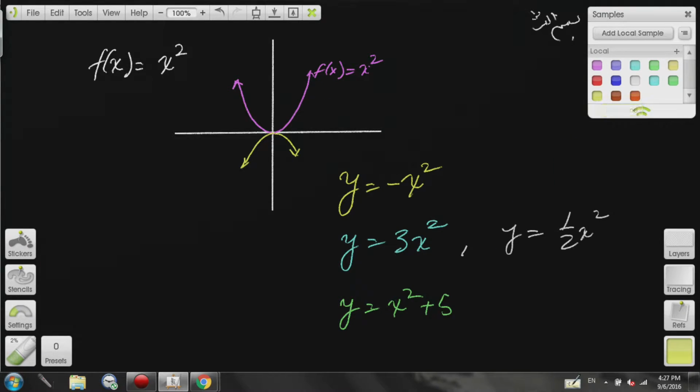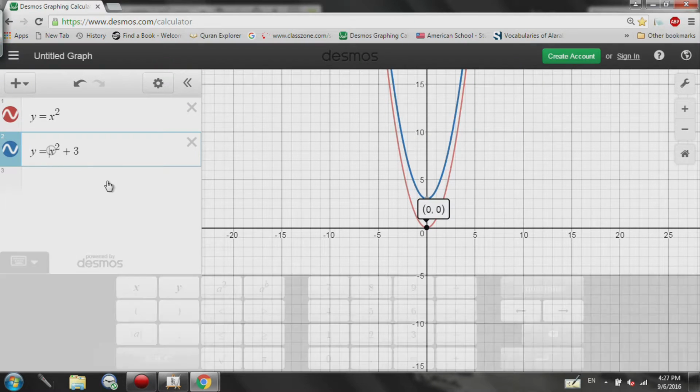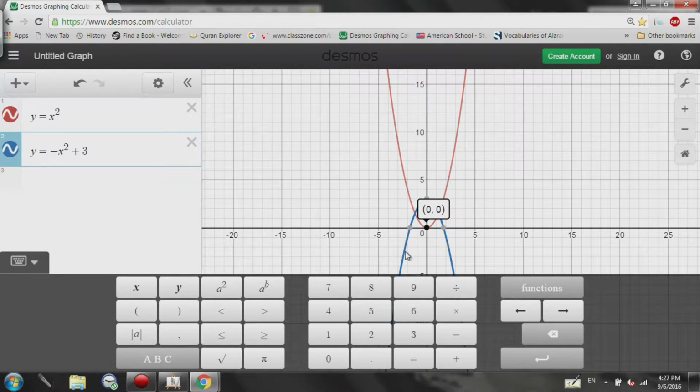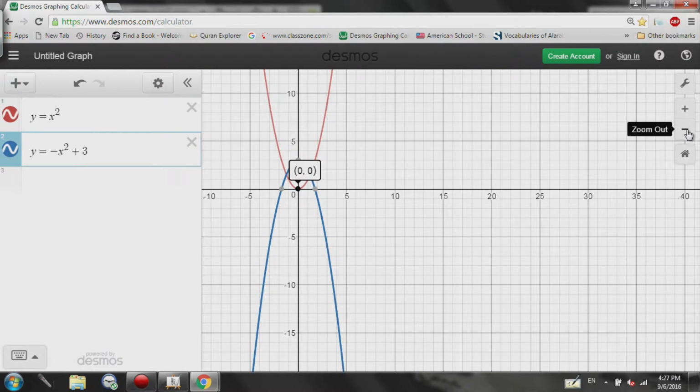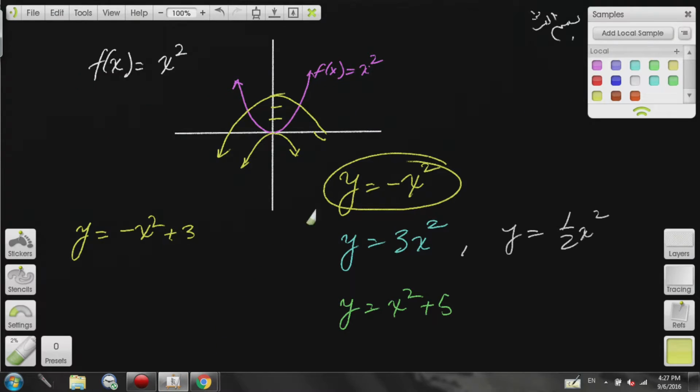Okay, now just as a challenge, if y equals negative x squared plus 3, how does that look? Well, it'd be this graph moved up 3 units, so it'll be like this, but the same looking graph. So if you had it like this, for example, see? See, it's moved up by 3 units as the vertex, okay?